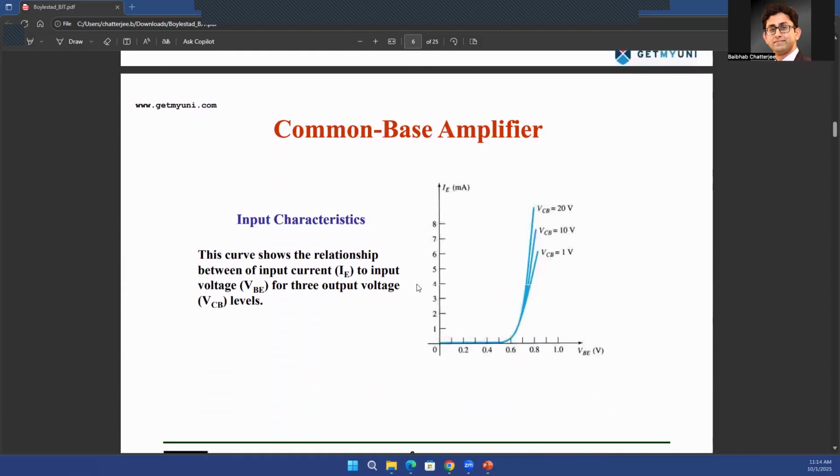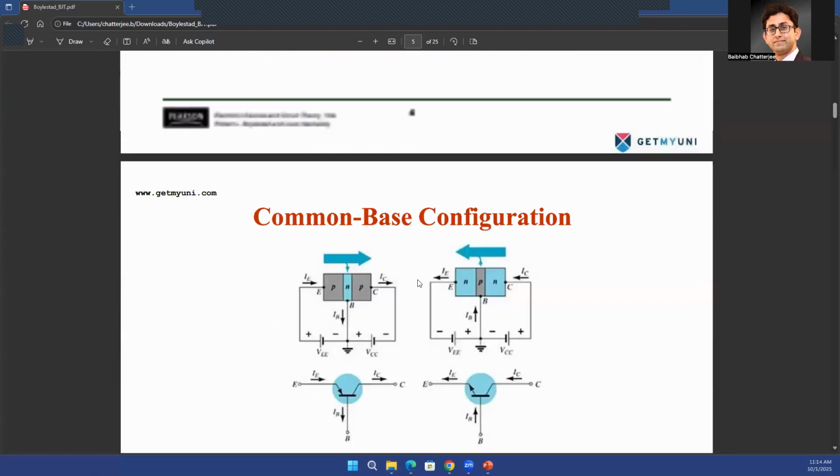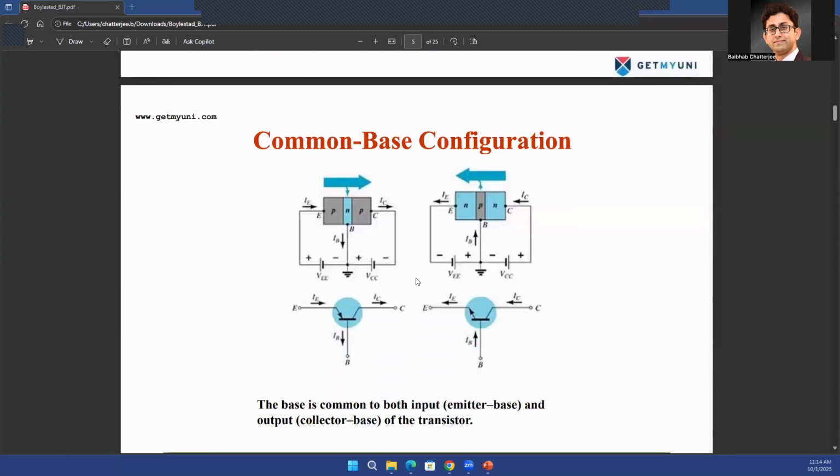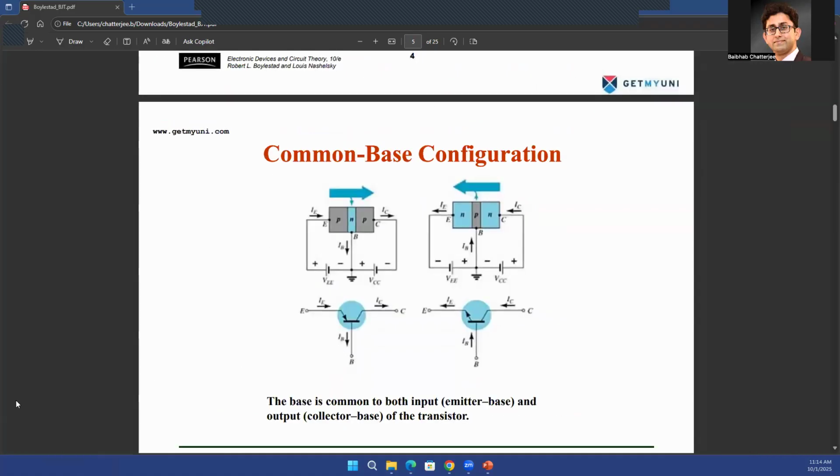Now, if you think about the input characteristic for the BJT, input versus output depends on what kind of configuration you are using. And by configuration, what we mean is that there are three terminals. So this is basically the representation of a BJT. This is an N, P, N. And similarly, the symbol for the PNP BJT looks like this.